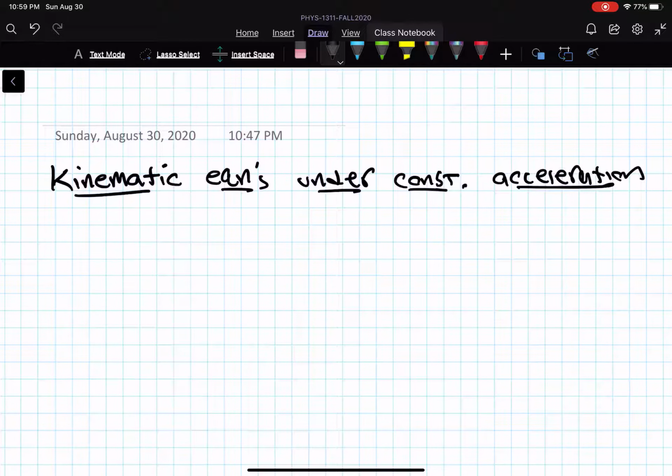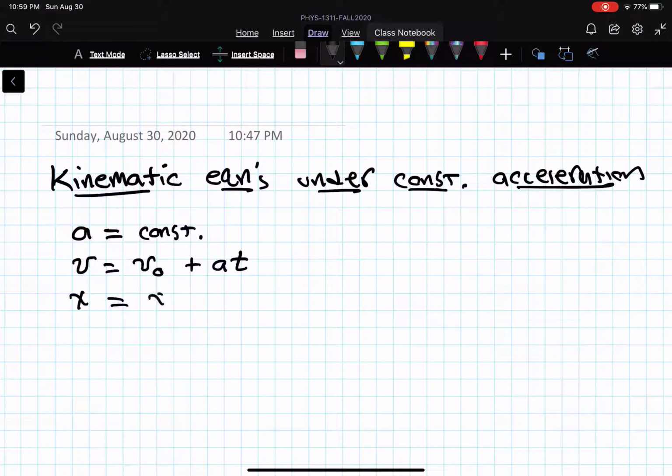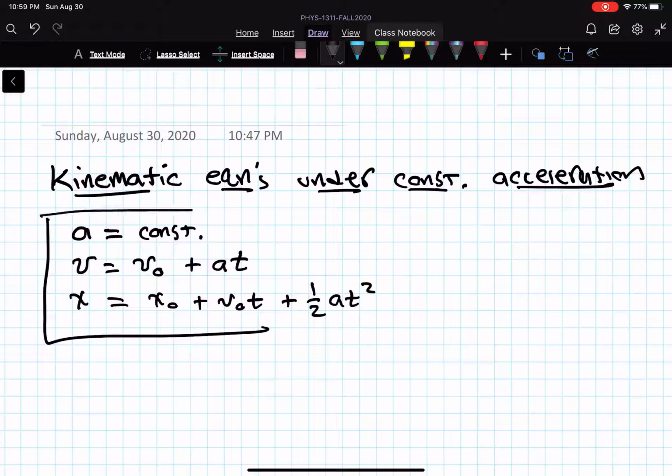So the equations themselves, well, the first one is easy. It's the acceleration. The acceleration is a constant, so A is a constant. That's easy. And it turns out that if A is a constant, then V is linear. V is equal to whatever the initial velocity is plus A times t. And if V is linear, then the position is quadratic. So x is equal to x naught plus V0t plus 1/2 AT squared. So these are the equations. This is what we want to derive.